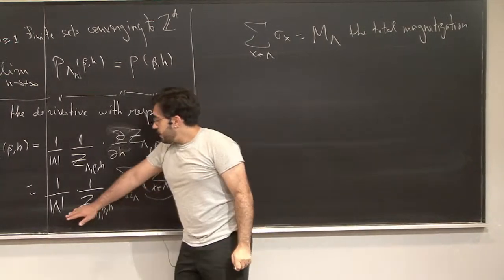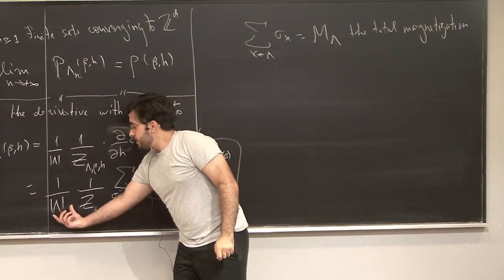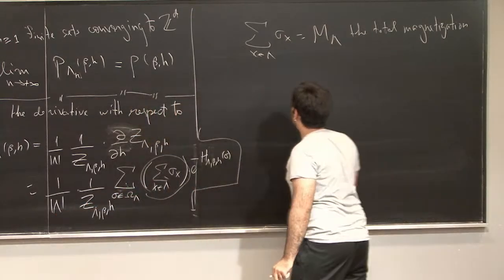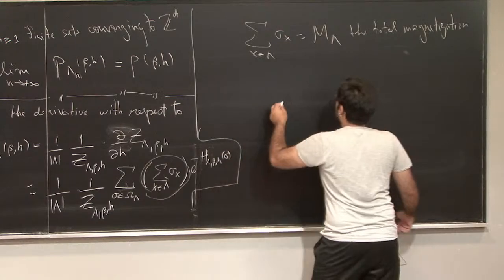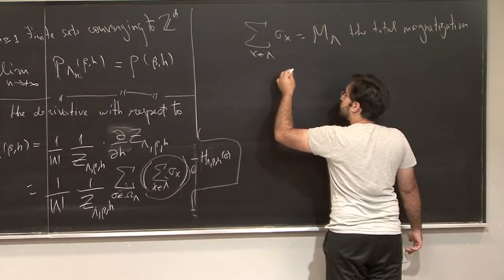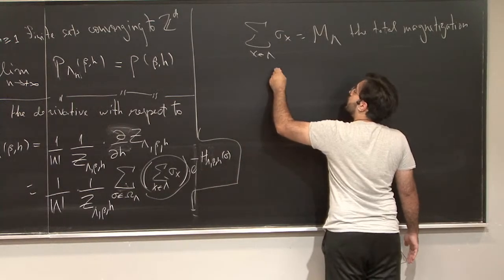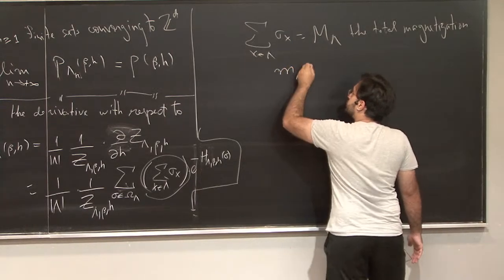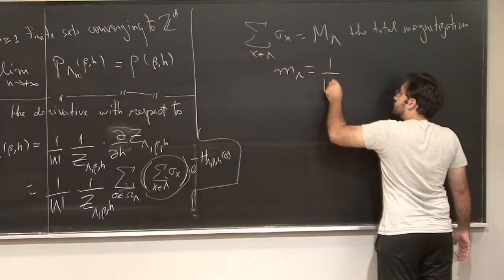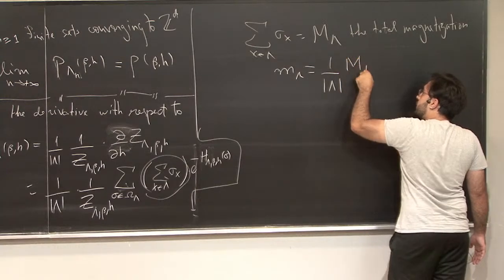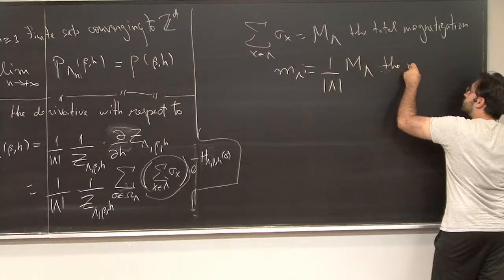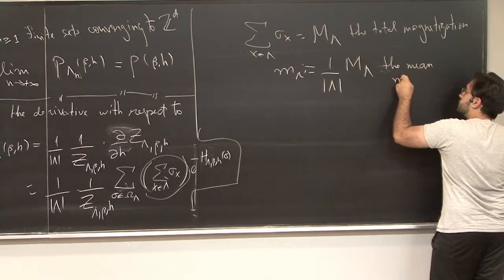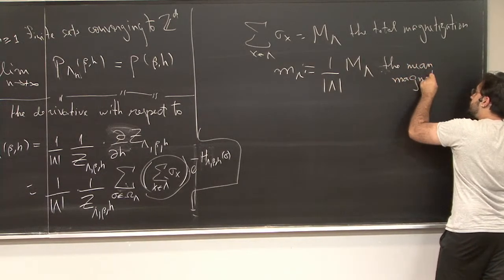But we actually have a 1 over the size of the finite set. So what we can also define is the mean magnetization as being this quantity.